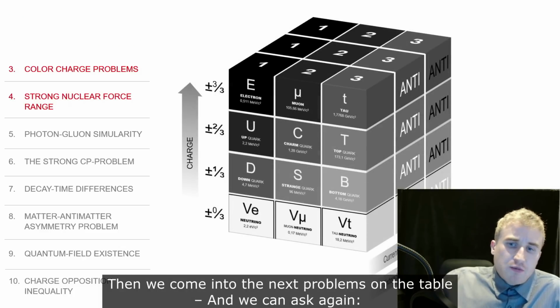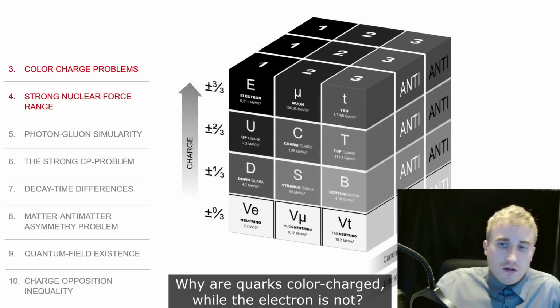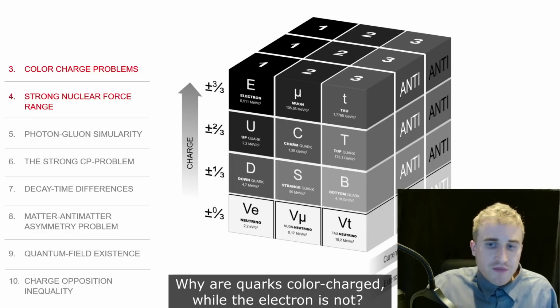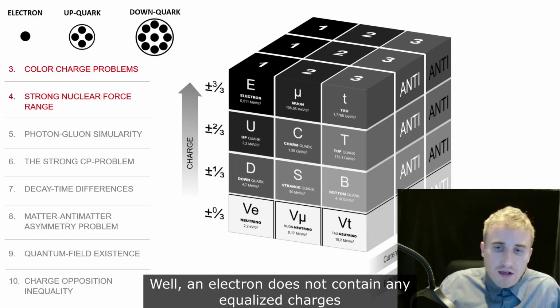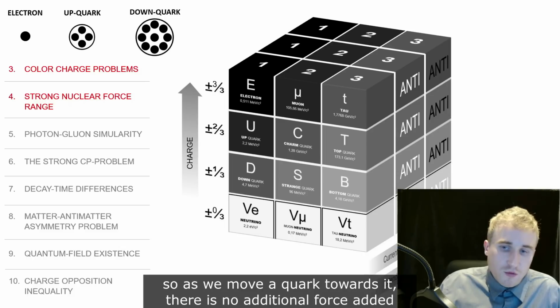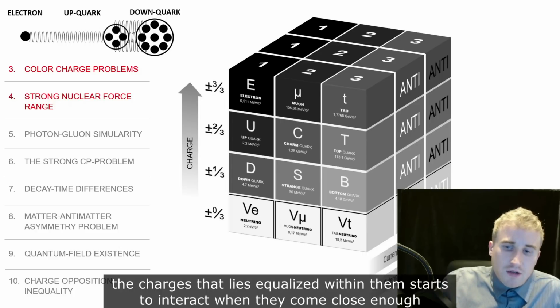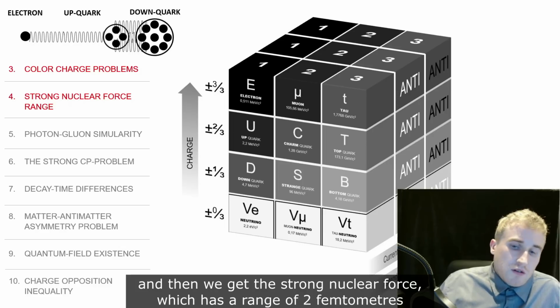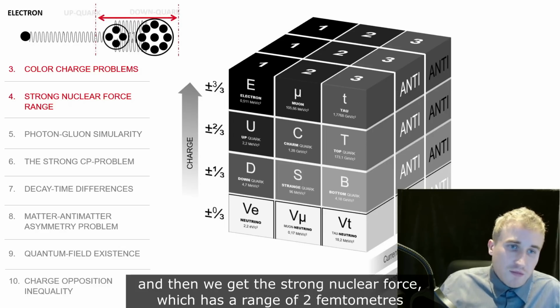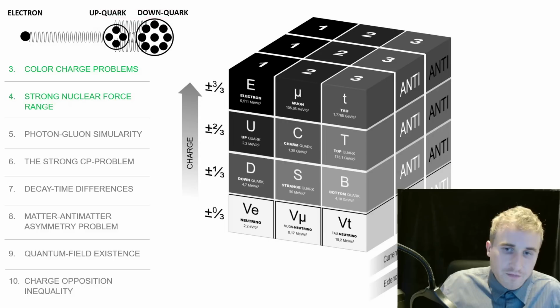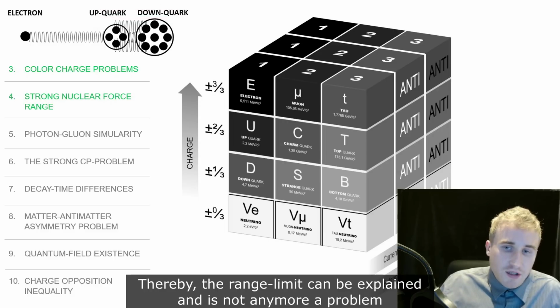Then we come into the next problem on the table, and we can ask again, why are quarks color charged while the electron is not? Well, an electron does not contain any equalized charges, so as we move a quark towards it, there is no additional force added. When we move the quark towards another quark, on the other hand, the charges that lie equalized within them start to interact when they come close enough. And then we get the strong nuclear force, which has a range of 2 femtometers. Thereby the range limit can be explained and is not anymore a problem.